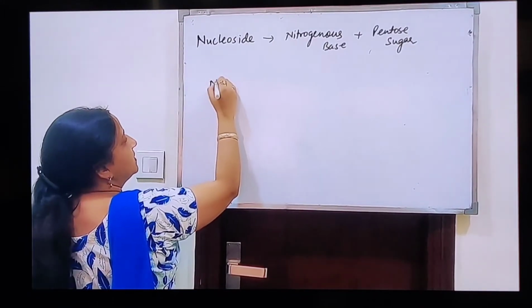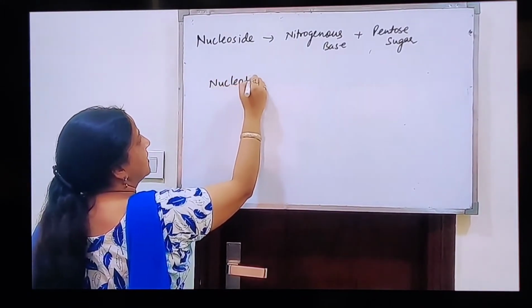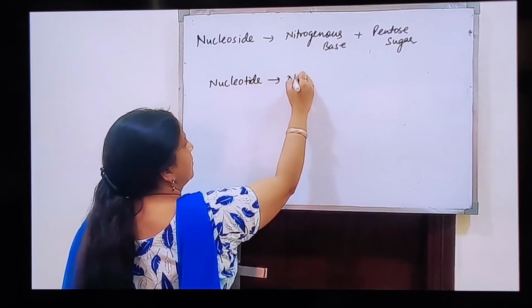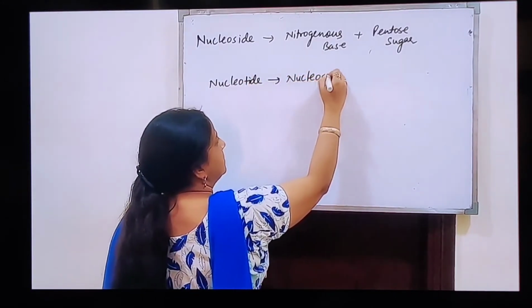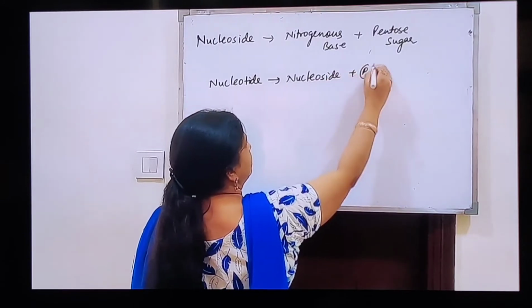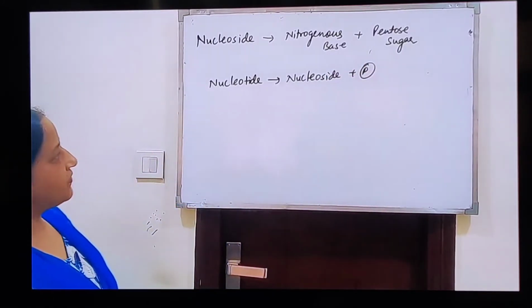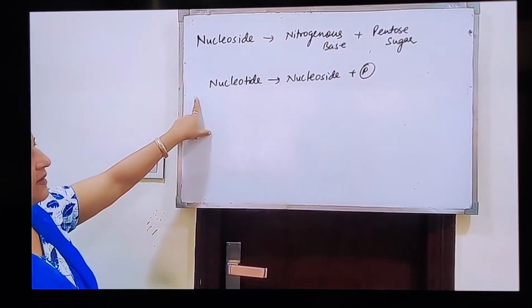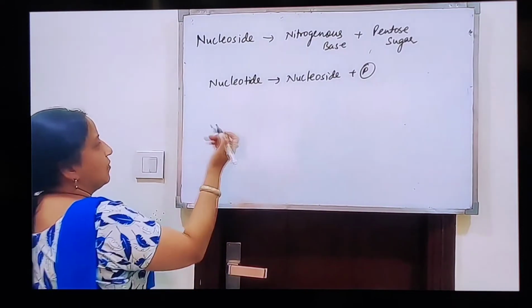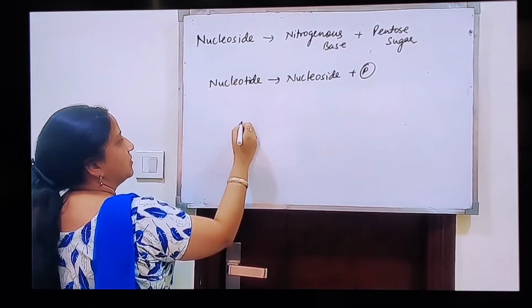When a phosphate group is attached to a nucleoside, then it becomes a nucleotide. So nucleotide is nucleoside plus phosphate group. Now I draw one structure of nucleoside.